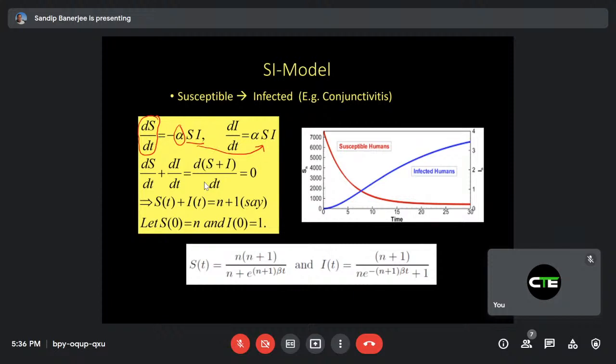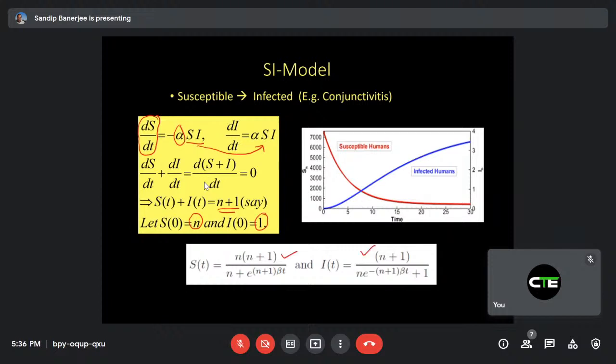And you have an initial condition. Initially you may have n population and only one of them is infected. If you add them, it should come to n plus 1. And this is a differential equation. Those who are familiar with it can solve it and get a result. The result is shown here.